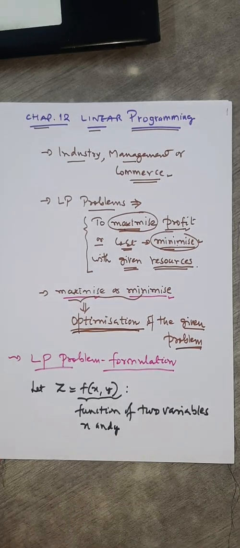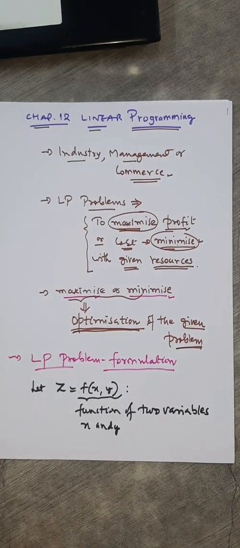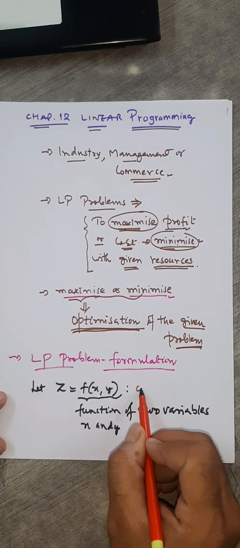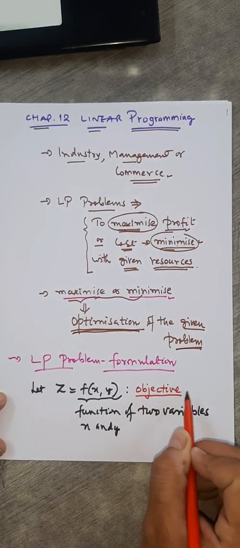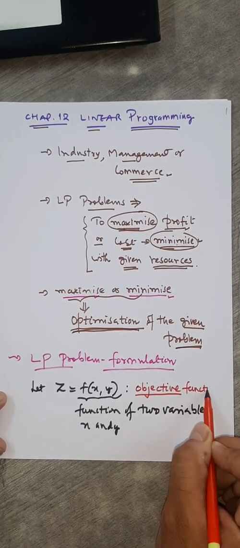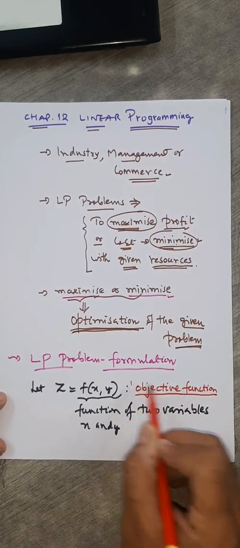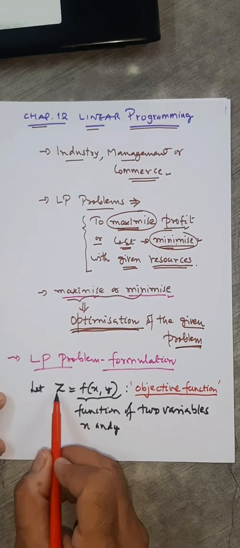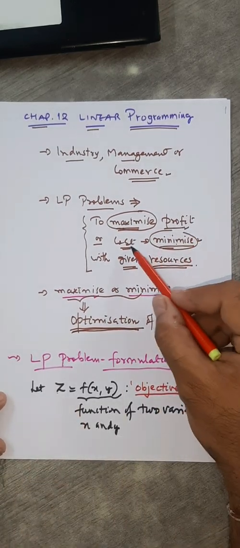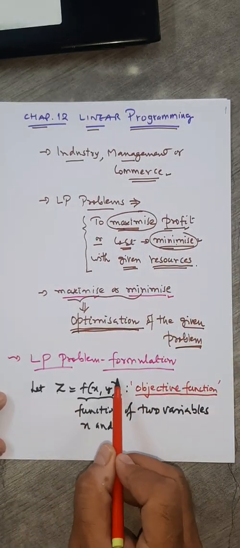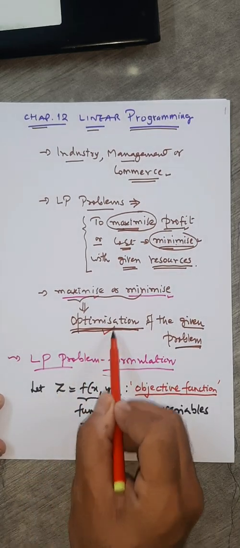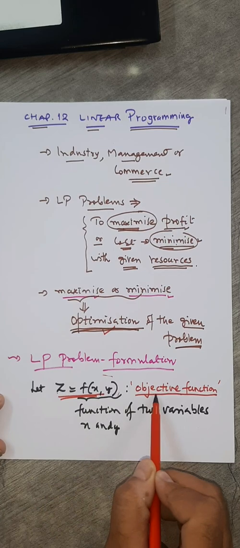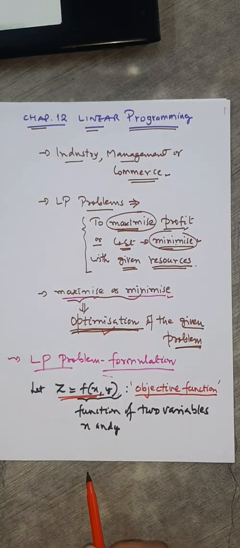So this function is called the objective function. If this function is about profit, then we maximize the objective function. If this function is about cost, for example, then we minimize this. So every time there is a question of optimization of such a function, and such a function is known as the objective function.